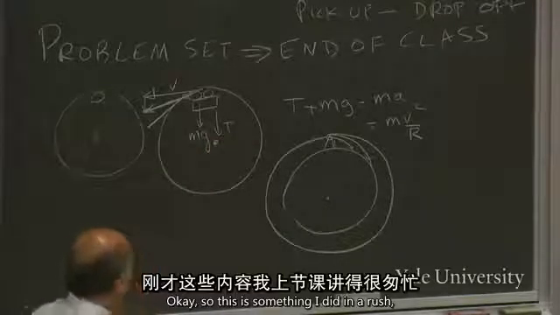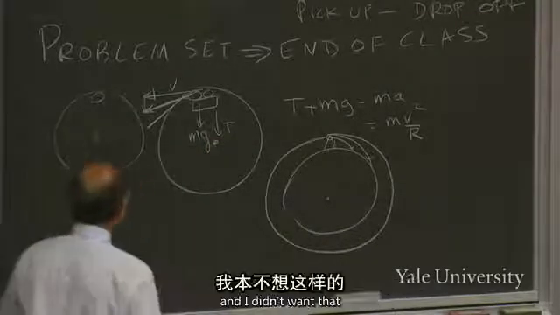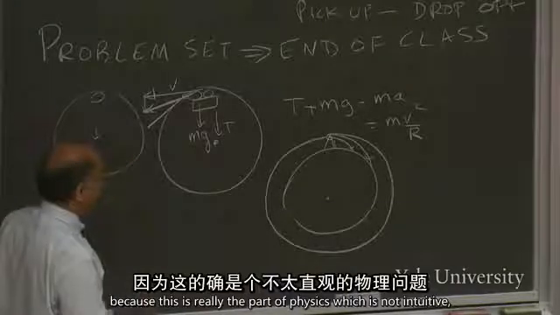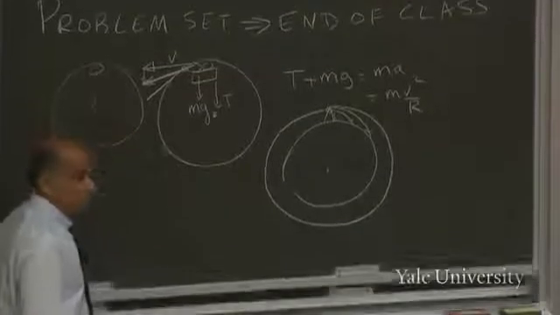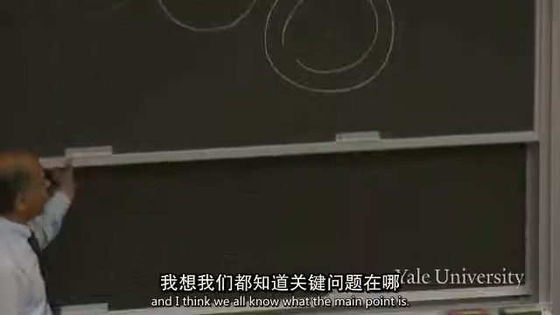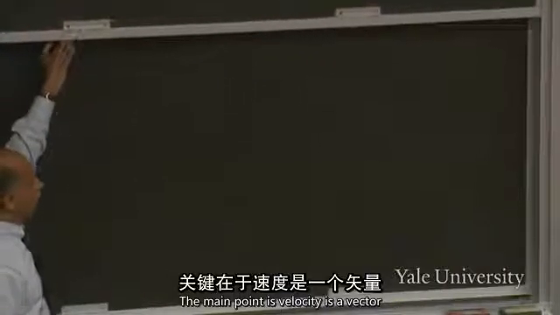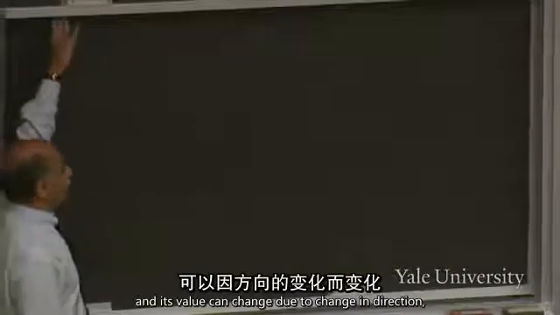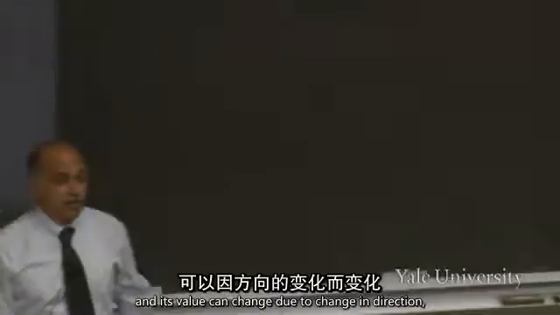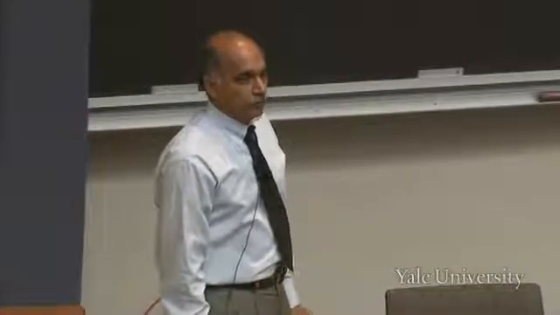Okay, so this is something I did in a rush, and I didn't want that because this is really the part of physics which is not intuitive, and I think we all know what the main point is. The main point is velocity is a vector, and its value can change due to change in direction, not change in magnitude.